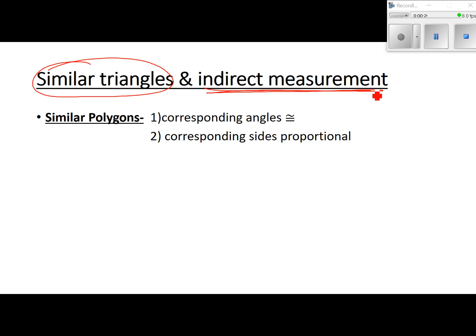This is assignment 6. Assignment 7 is going to be a test over similar triangles and stuff that we've covered since the last test. So this is assignment 6. Assignment 7 is going to be a test on the worksheet that I sent out to you.